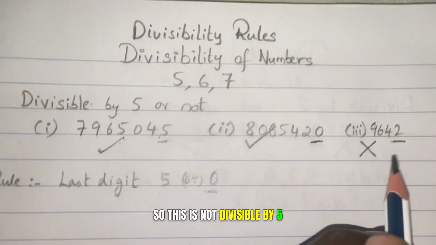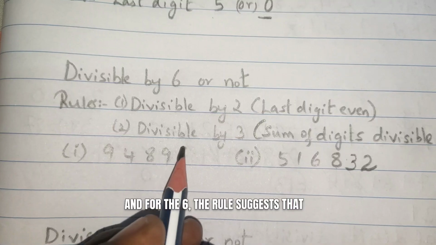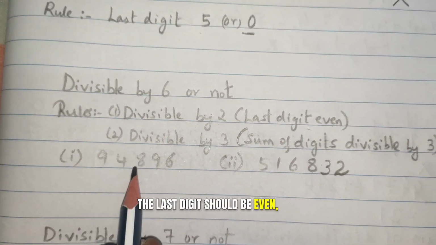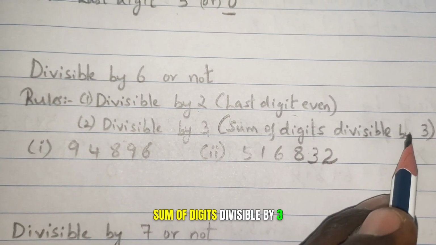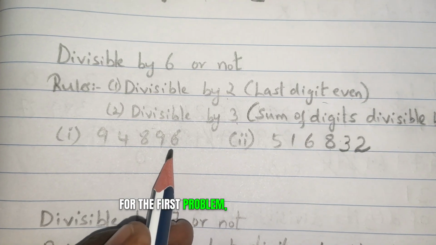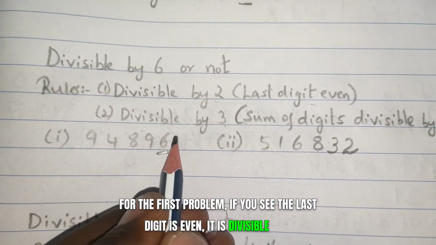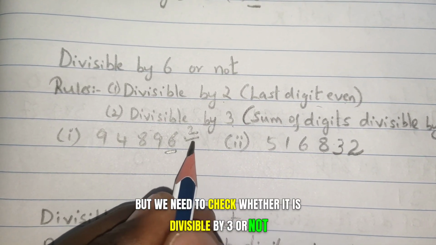And for 6, the rule suggests that it should be divisible by 2, that is, the last digit should be even, and divisible by 3, that is, the sum of digits divisible by 3. For the first problem, if you see, the last digit is even, so it is divisible by 2, but we need to check whether it is divisible by 3 or not.